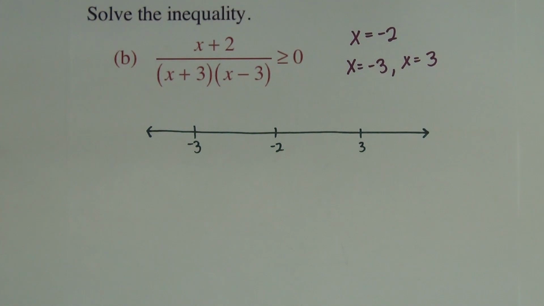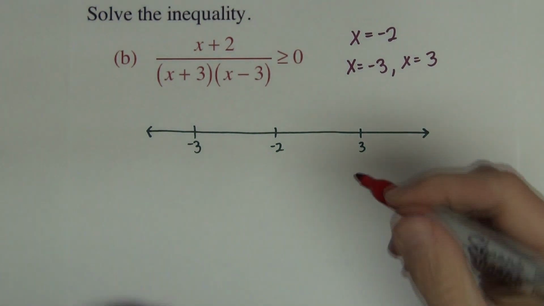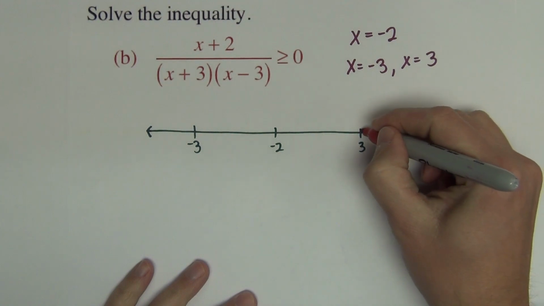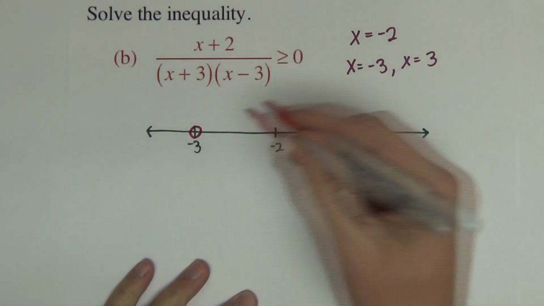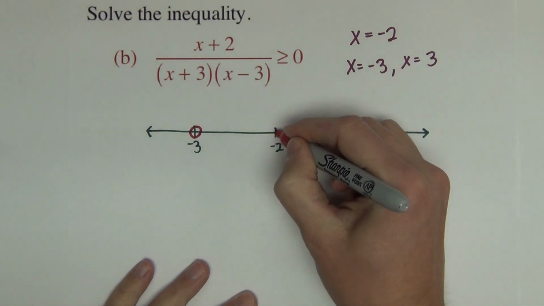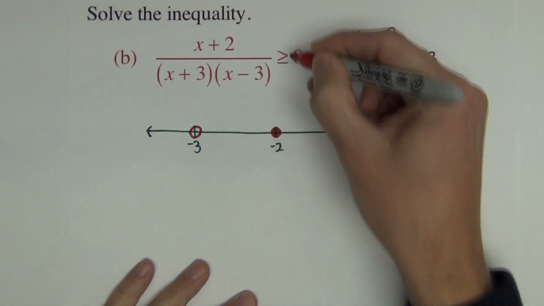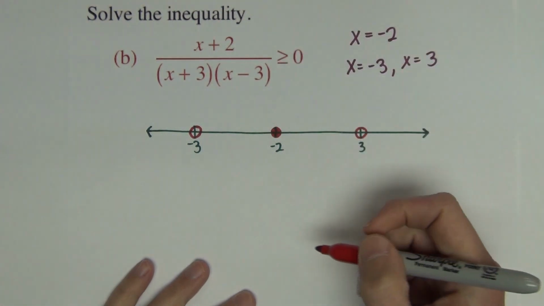Okay, now as far as the open and closed circles go, my denominator points have to be open because we can't be those numbers. The numerator point can be open or closed. In this case it's going to be closed because the inequality has an equal to.